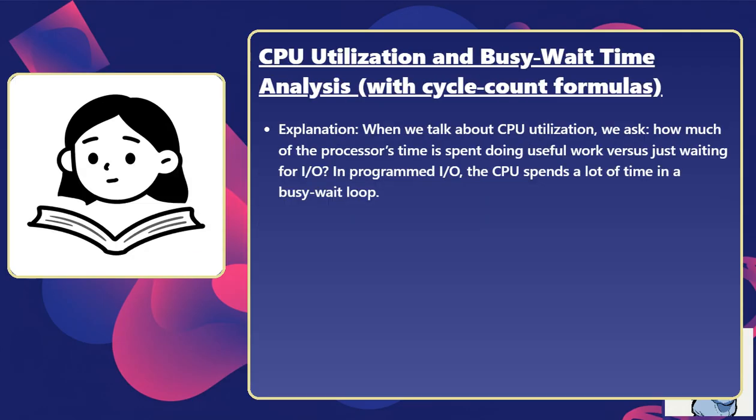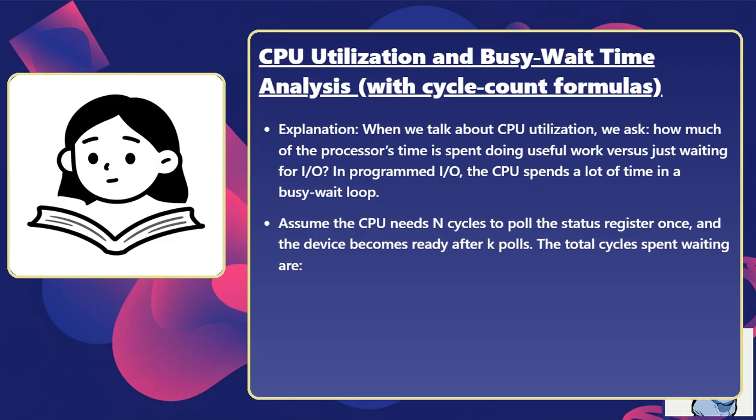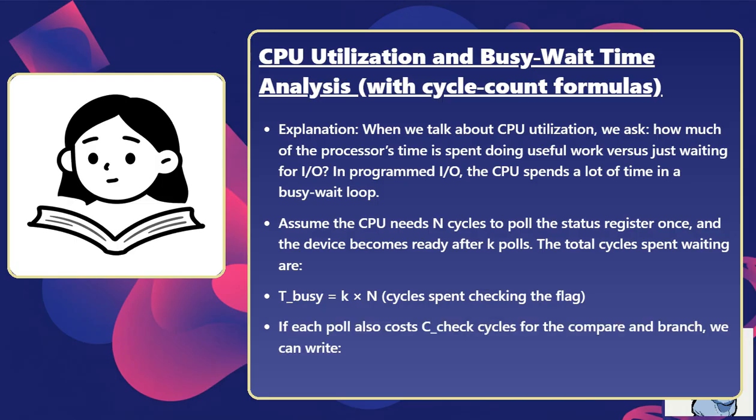Explanation. When we talk about CPU utilization, we ask how much of the processor's time is spent doing useful work versus just waiting for I/O. In programmed I/O, the CPU spends a lot of time in a busy wait loop. Assume the CPU needs n cycles to poll the status register once, and the device becomes ready after k polls. The total cycles spent waiting are T_busy = k × n. If each poll also costs c_check cycles for the compare and branch, we can write T_busy = k × (c_poll + c_check).